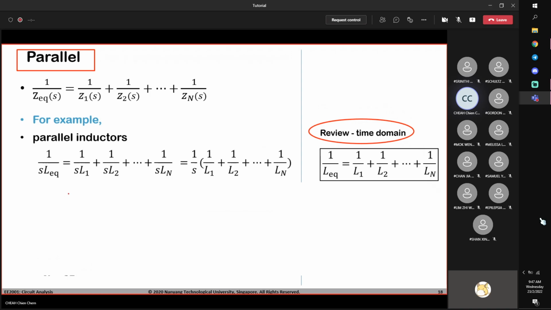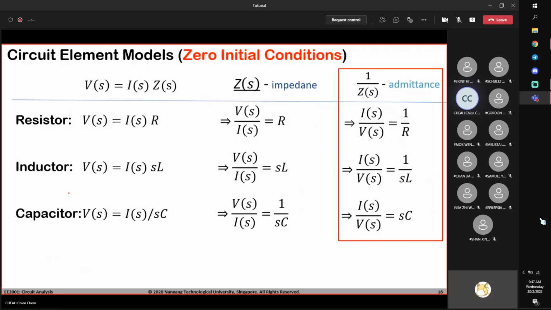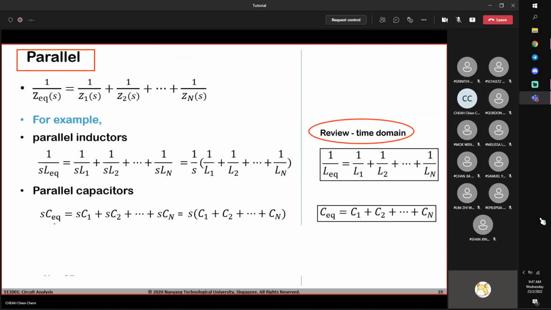As for capacitor, because the admittance 1 over (1 over SC) is SC, this means that this is just adding up SC for C1, C2. So the equivalent capacitance is just the summation of your capacitances. Parallel RLC that we have learned in the time domain analysis is 1 over R plus 1 over SL plus SC. So this is basically parallel combinations in the sense that you add up the admittance. Series combination, add up the impedance.